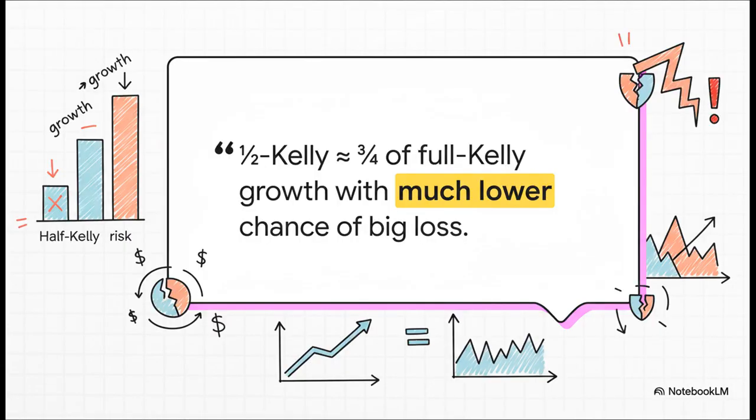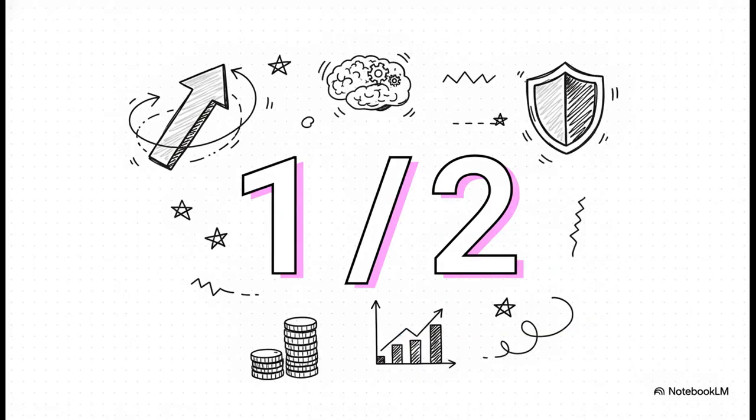So what's the fix? Luckily, legendary investors like Ed Thorp figured out a practical solution. And his insight was just brilliant. By simply cutting the recommended bet size in half, you still capture about three-quarters of the maximum growth, but you dramatically reduce the odds of taking a catastrophic loss. This is it. This is the key. Half. Such a simple adjustment, but it transforms a dangerous theoretical formula into a robust, practical tool for managing risk.